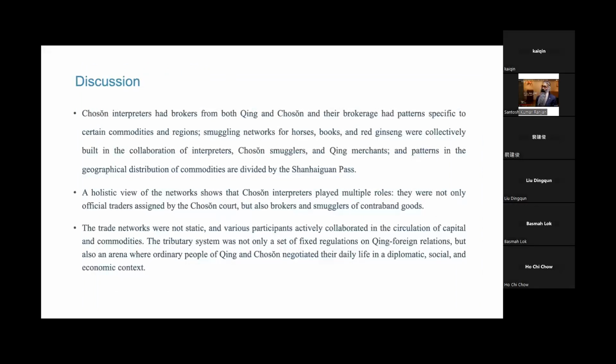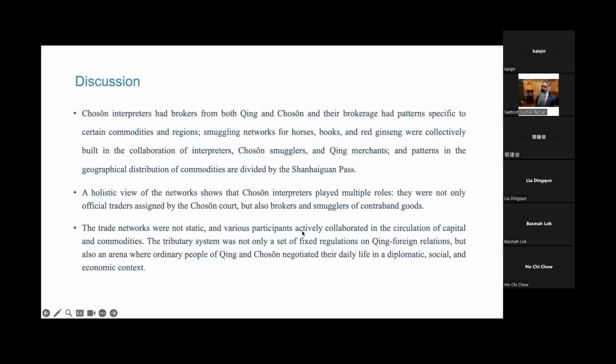And also as a holistic view, it shows Chosŏn interpreters actually played multiple roles. They were not only the official traders assigned by the Chosŏn court, but also they themselves were smugglers and brokers for forbidden items. And it's also a more general view of how I look at the tributary system. It's not a fixed regulation for the form of diplomatic relations between China and foreign countries, but also an arena where ordinary Chosŏn people and the Qing people can participate for their social and economic life.